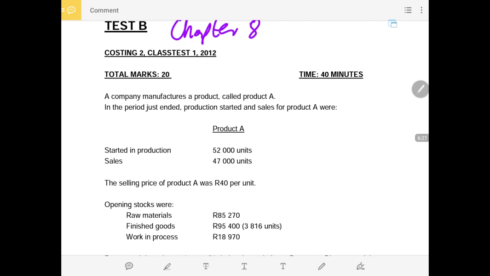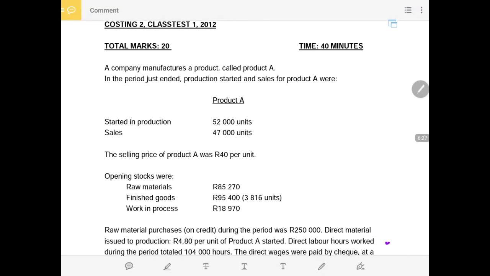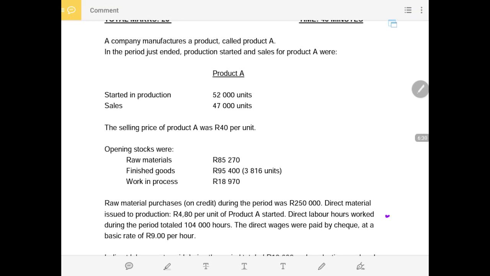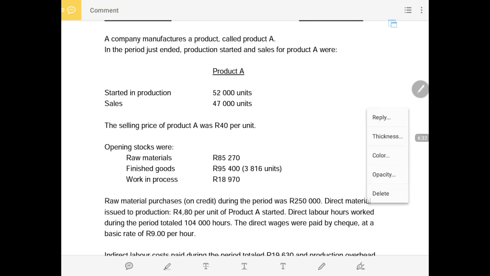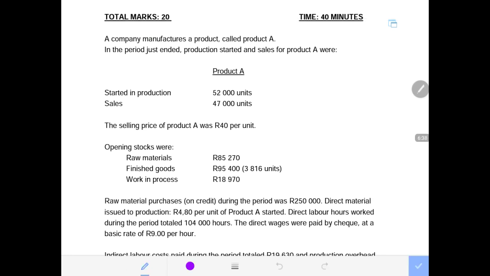This is the previous year class test, 2012 class test 1. It was out of 40 marks, and it's a very easy question, to tell the truth. Remember, I also have other recordings that cover more on ledger accounts and also the general journal. But this question is only on the ledger account.